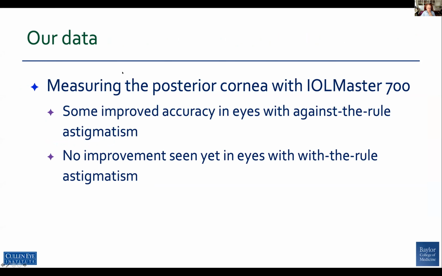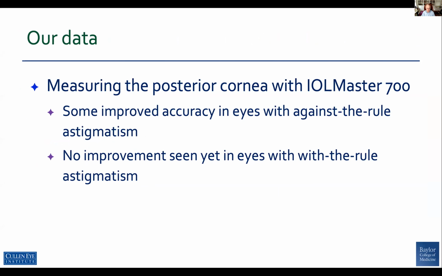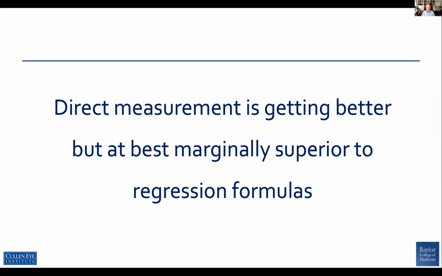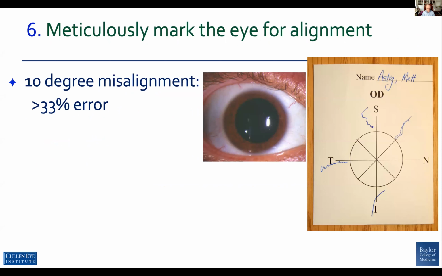We've looked at that in our data, and we measured the posterior cornea with the IOLMaster 700. We saw some benefit in eyes that had against-the-rule astigmatism, but interestingly, we did not see any improvement in eyes with with-the-rule astigmatism compared to the standard formulas. So direct measurement is getting better. Not really there yet, and I think we have a little work to do to figure out how to maximize that. Of course, we know we have to mark our eyes very carefully.